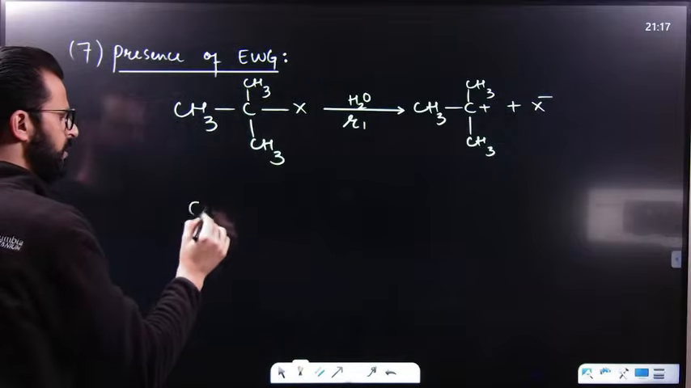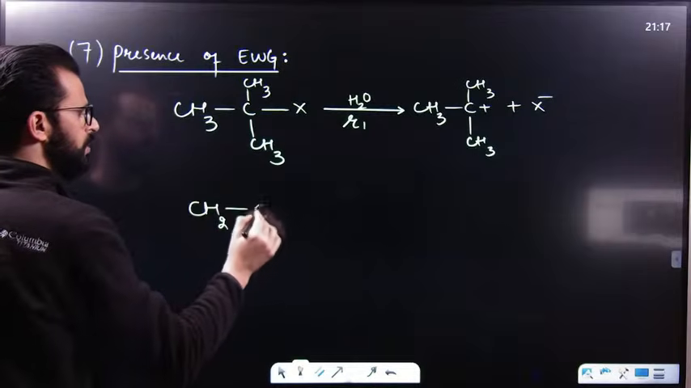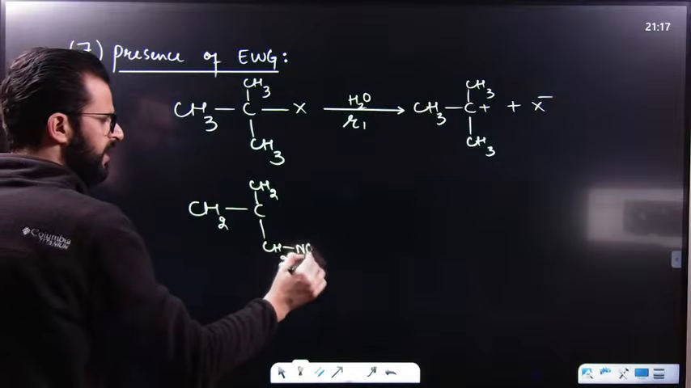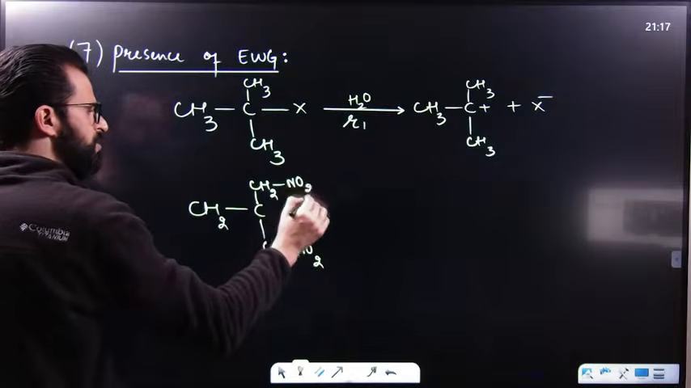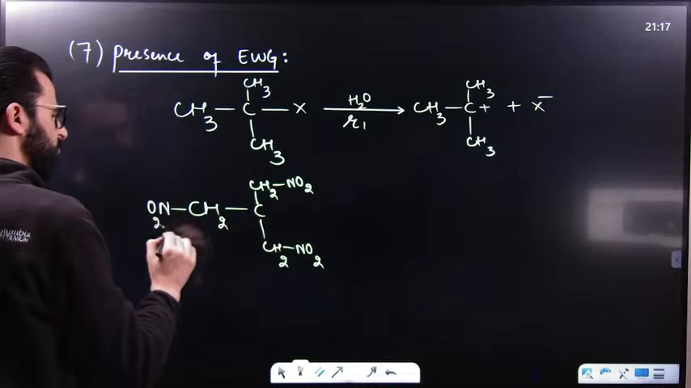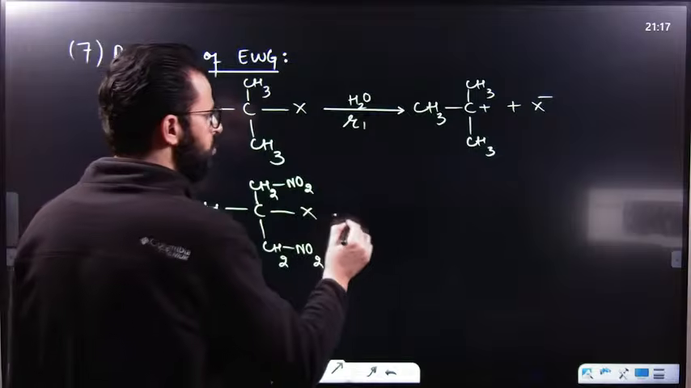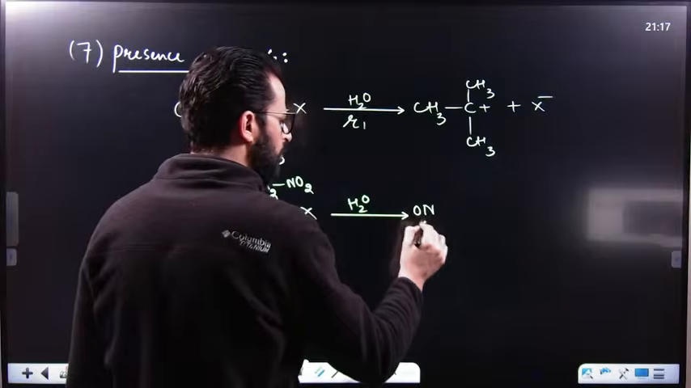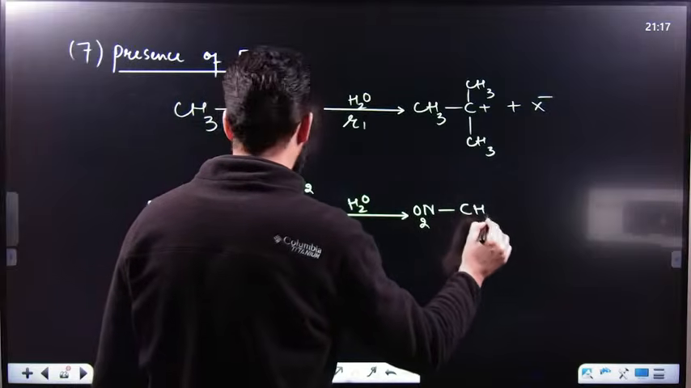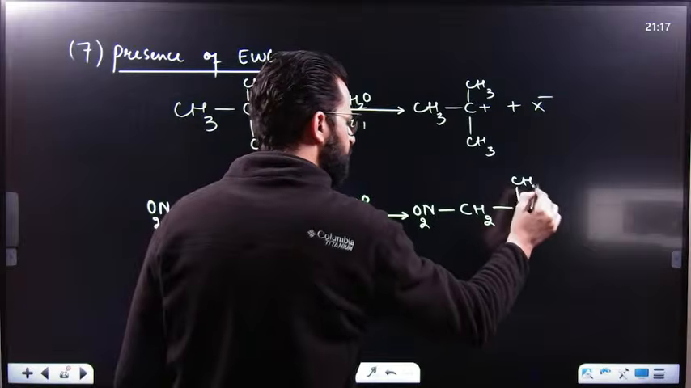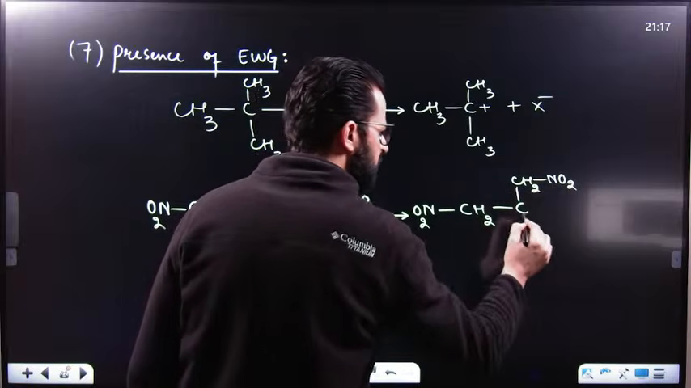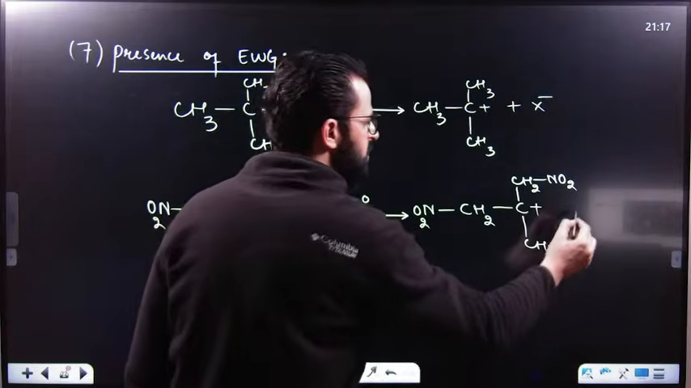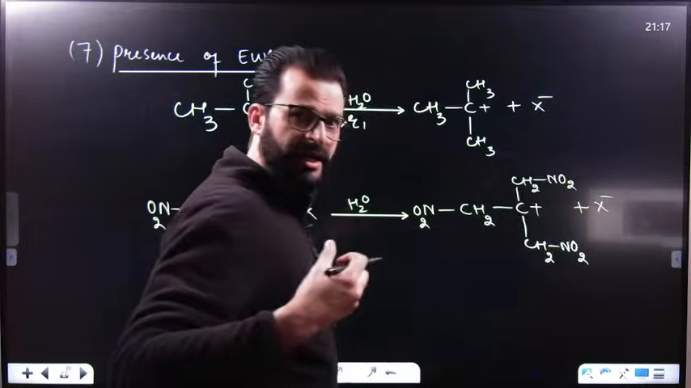Now, what will happen if I write like this? CH2, CH2, and here CH2, and after that I write an electron withdrawing group, say for example NO2 instead of H. What will happen to this? Now have a look. When this undergoes formation of a carbocation, or SN1 reaction, these NO2 groups, these electron withdrawing groups, simply destabilize the carbocation by electron withdrawing.